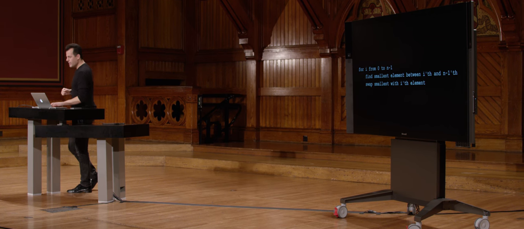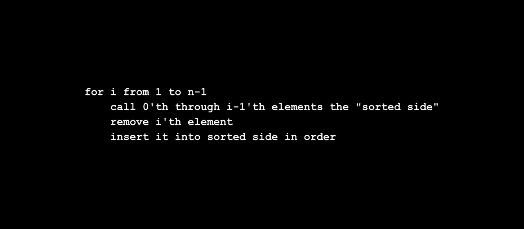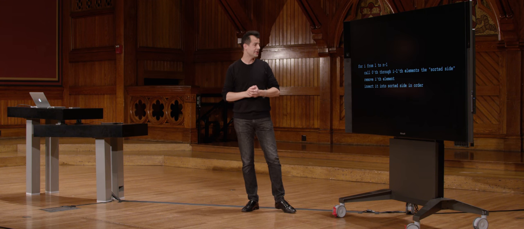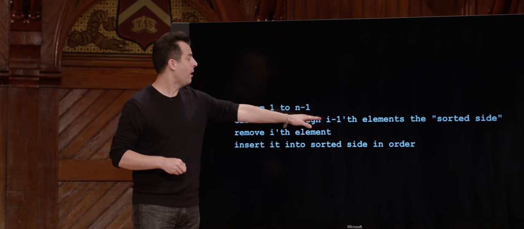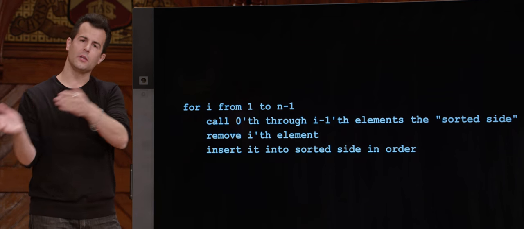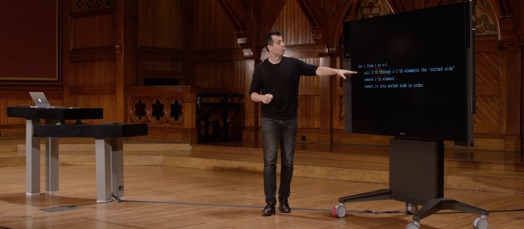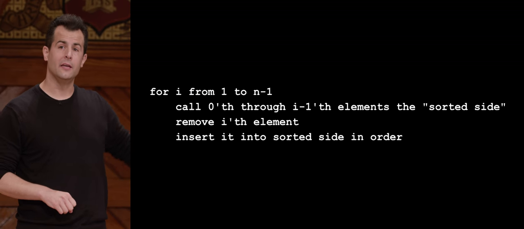And then lastly, we had insertion sort, whereby we iterated through the list, but we pretty much dealt with every element as we encountered it. So let me propose this pseudocode here: for i from 1 to n minus 1. So let's just assume that the very beginning of the list is trivially sorted, no matter what number he or she is. Because if that left side of the list is of size 1, it is indeed sorted. And indeed, let's call the 0th element through the i minus 1th element, wherever we are, the sorted side. So essentially call the left the sorted side, and you can think of the right-hand side as the unsorted side. Remove the ith element, whatever element you're dealing with, and insert it into the sorted side in order.